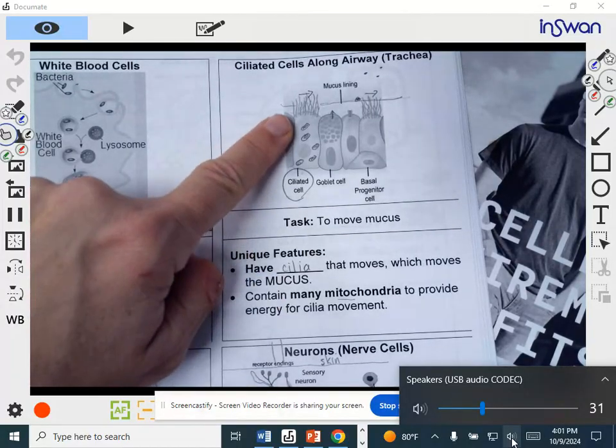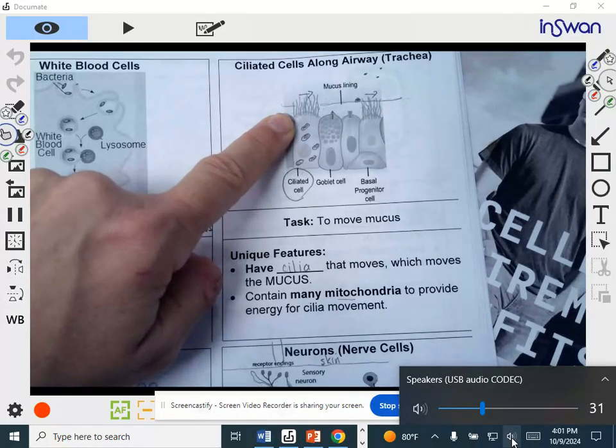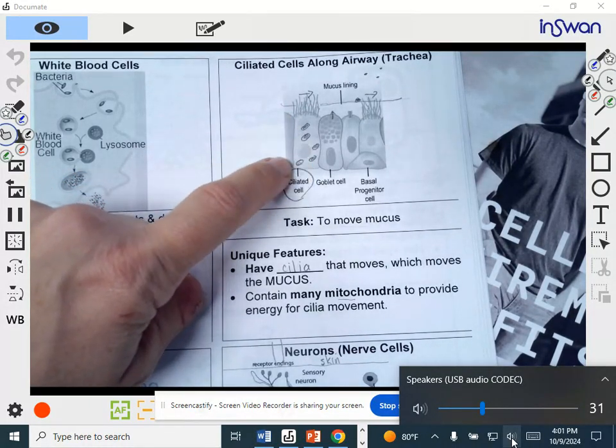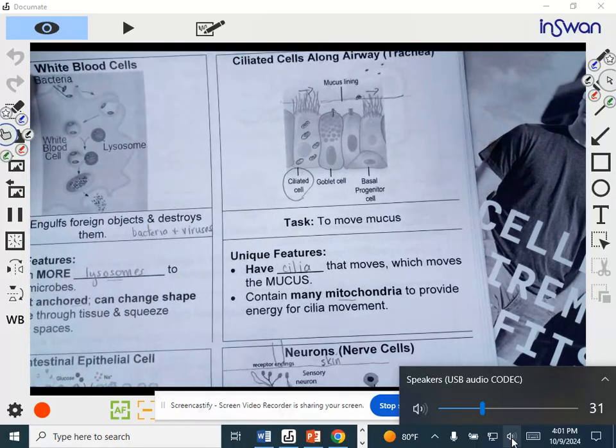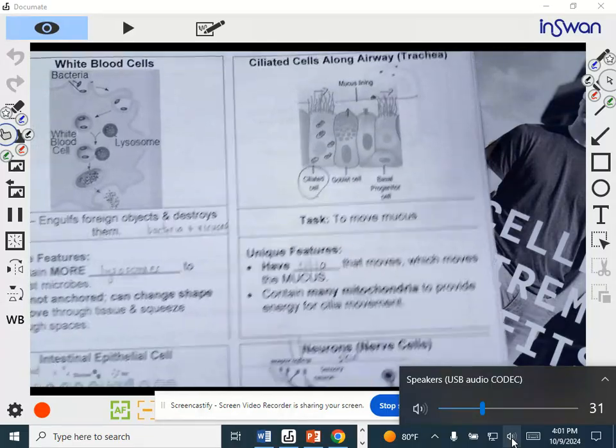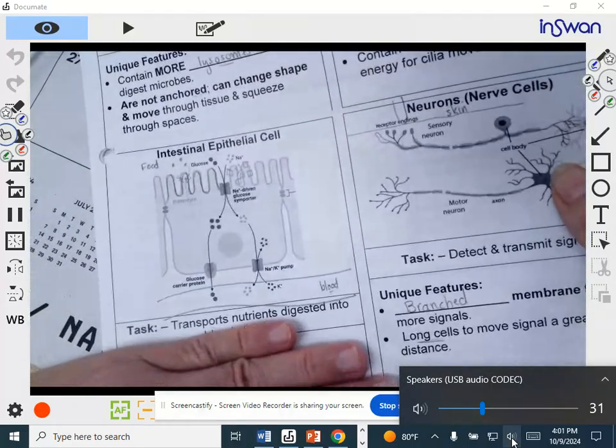So it's going to take a lot of mitochondria to move the mucus and move the cilia. So that's why I put some extra mitochondria in there as well. So that cell's going to need lots of energy for movement of the cilia. Now let's take a look at cells that line your digestive system.